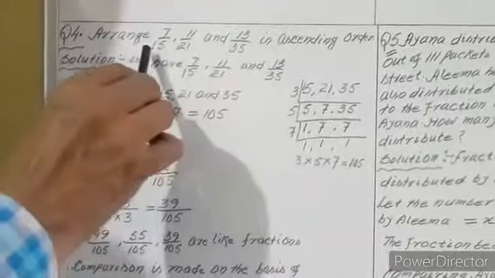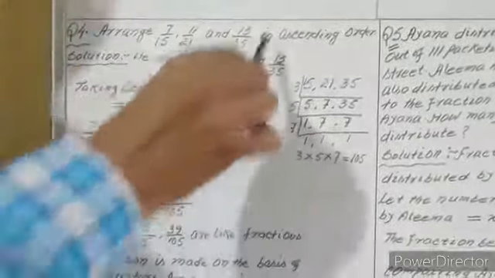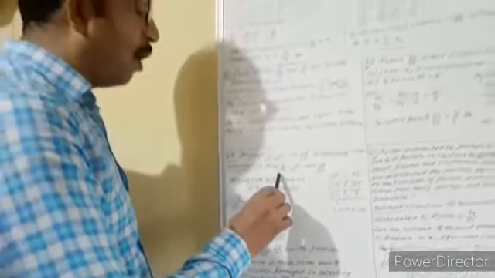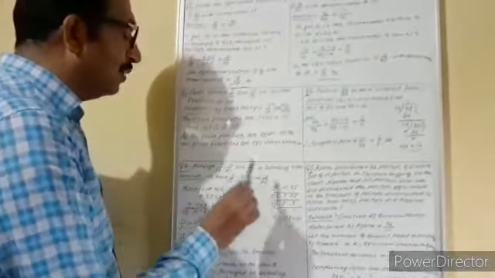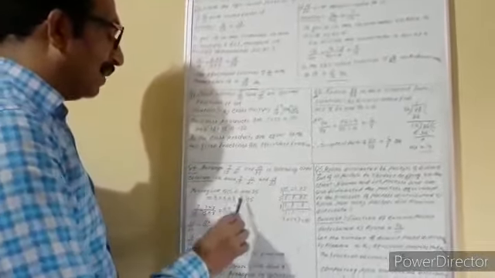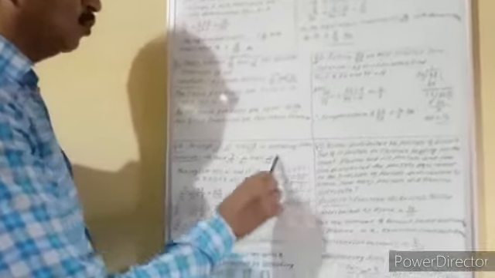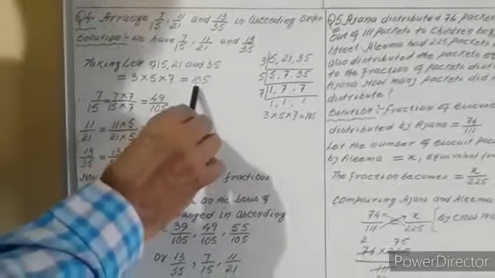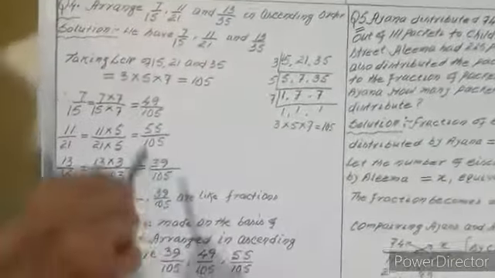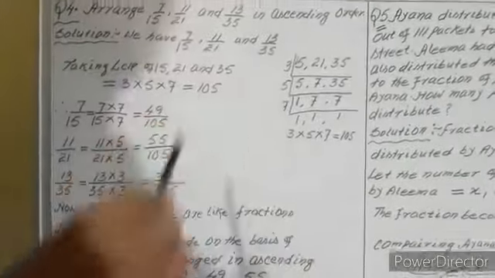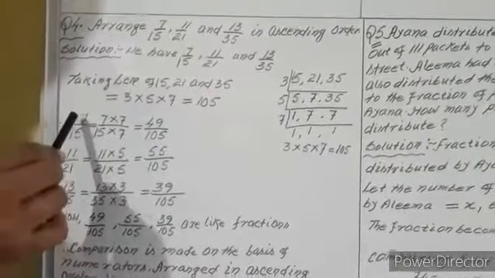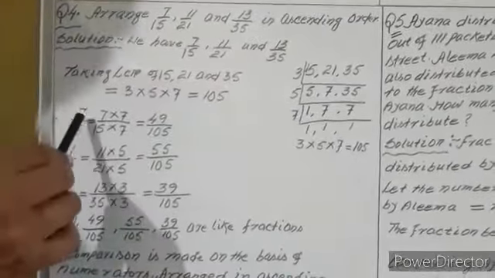So for determining them in ascending order, what we do, we take the LCM of all the three denominators. After taking the LCM, here I have shown you how to determine the LCM. After determining the LCM we got 105. So after getting that LCM 105, we go on taking their equivalent fractions.